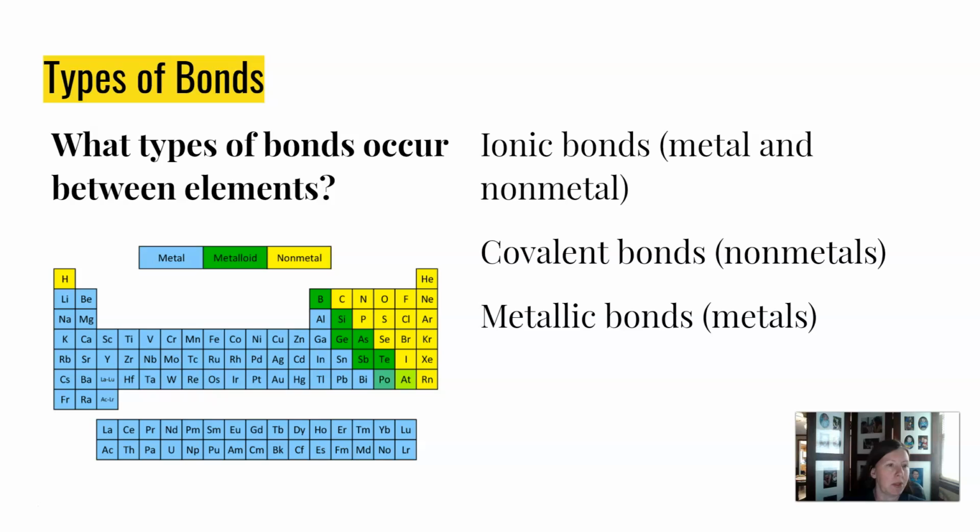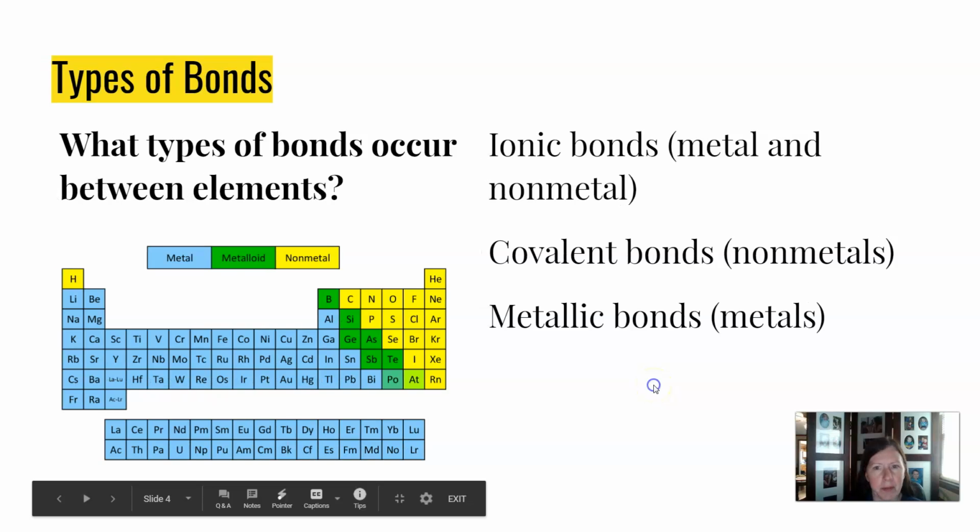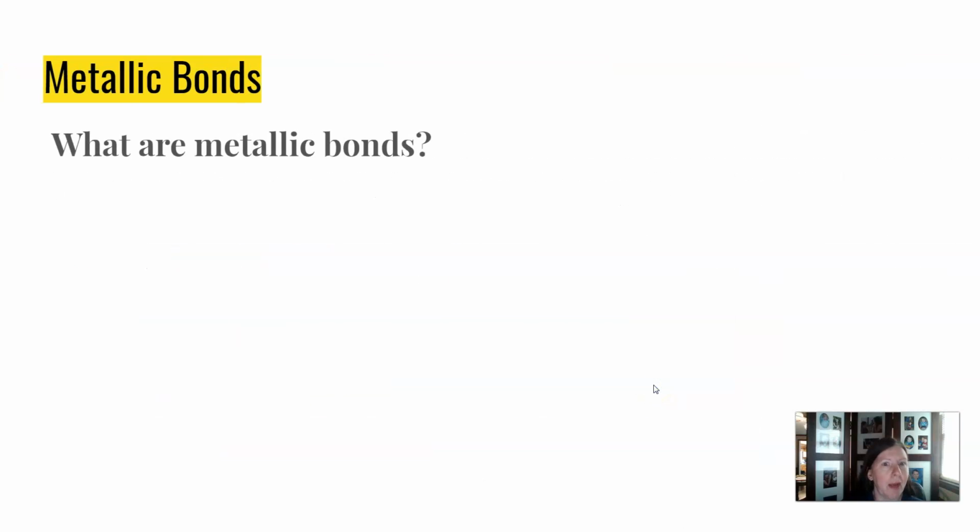The only exception to that is hydrogen. Remember that even though it's on the left-hand side of the periodic table, it is classified as a nonmetal. The third type of bond that we're going to learn in this class is metallic bonds, and this is when you just have a metal bonding with a metal. So everything involved is in the blue. So just a little review to get you back on track.